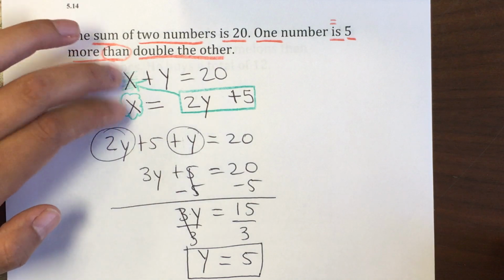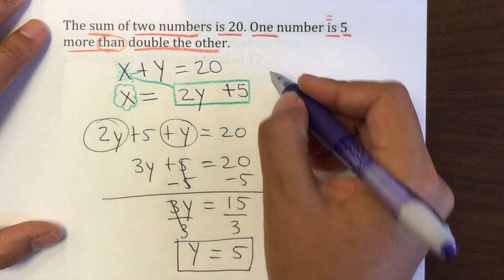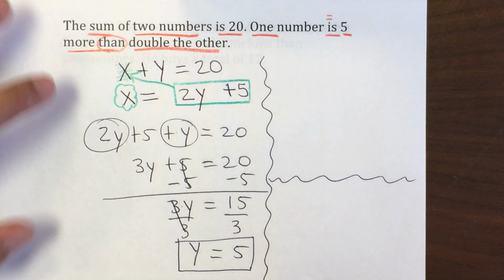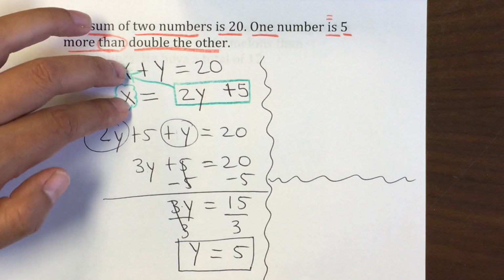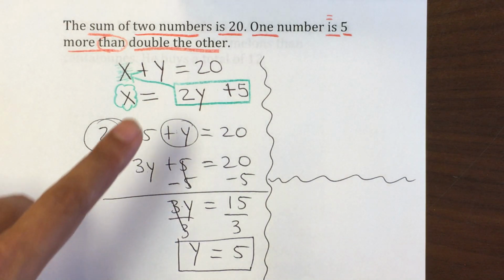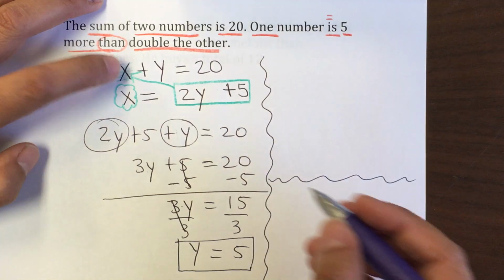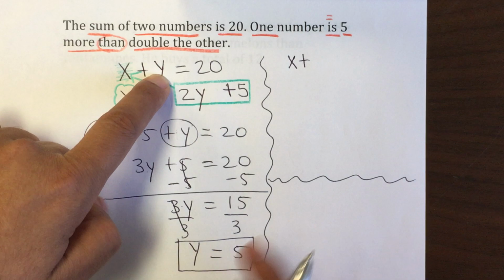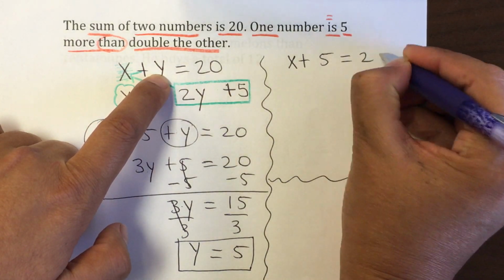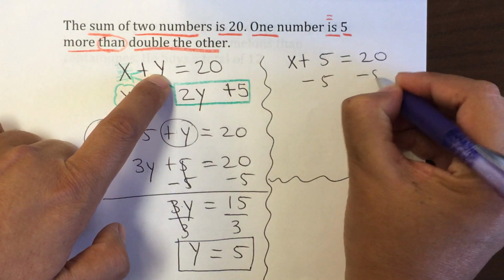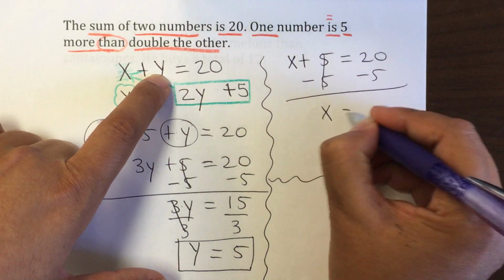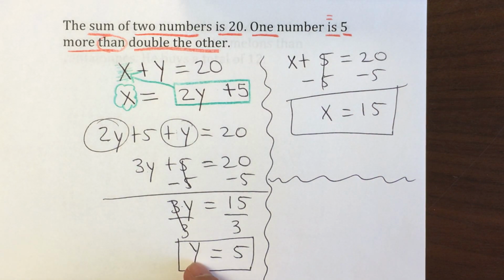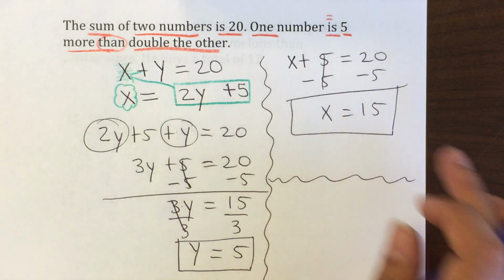Now somebody asked me, can I choose any of the two? And the answer is yes. And you know what? I think I'm going to do it for both of them so that you can see that it doesn't matter which of the two equations you choose, you should get the same value for x. Okay? So let me use the first one. x plus y, but instead of y, I'm going to use the value. 5 is equal to 20. I subtract 5 from both sides, and so x is equal to 15. So that means that one of the numbers is 5, the other number is 15.